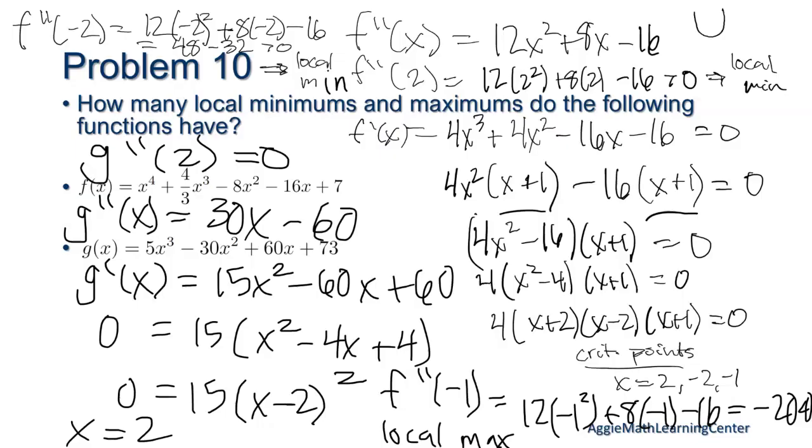So what can we do? Check points around it. You could check points around it. Some people call it the first derivative test. Good job.